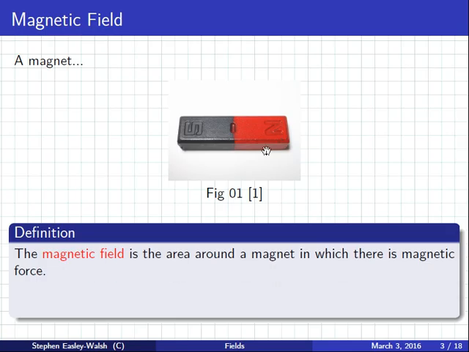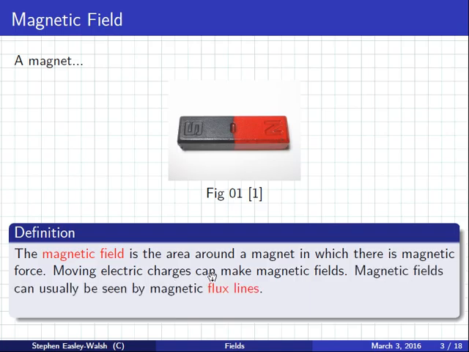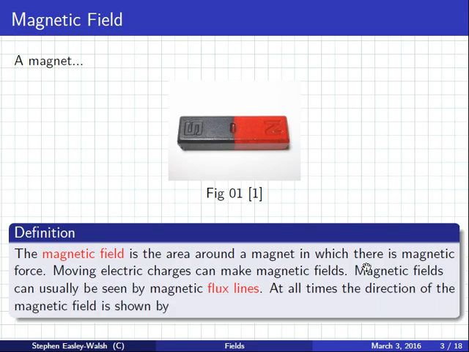Now, I know this is a magnet, but how can you make a magnetic field? In fact, one way to make a magnetic field is if you have a moving electric charge. So when you have a charge that moves, you can make a magnetic field, which is something we'll look at more later. Magnetic field can usually be seen by magnetic flux lines. I know there's a lot for this definition.